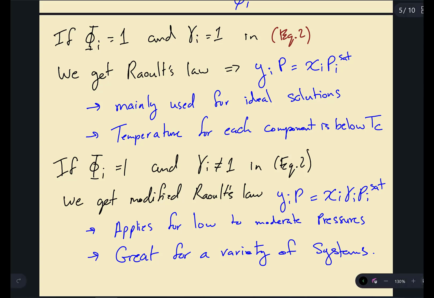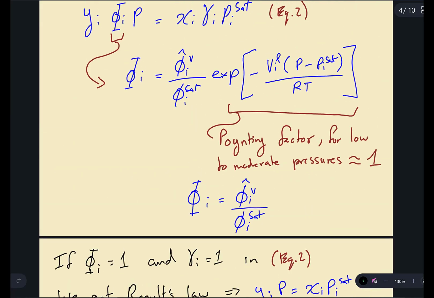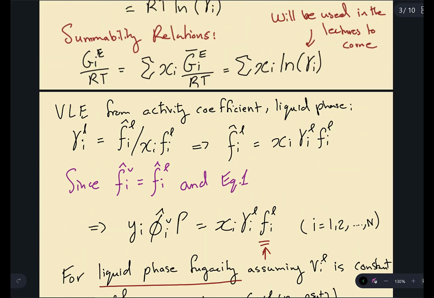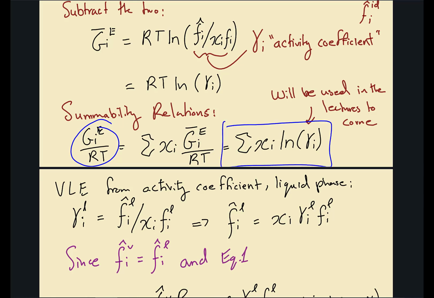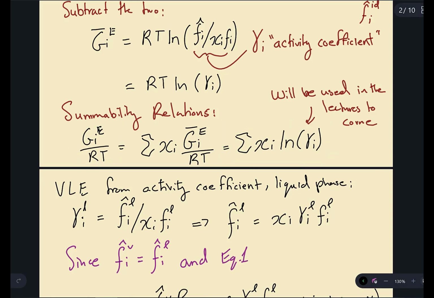All right. So this is all I want to do, just to derive these expressions for Raoult's law and the modified Raoult's law, and also to show you this excess equation from the summability relations: the excess Gibbs energy over RT is equal to the summation of x_i times the natural log of the activity coefficient. We're going to be using that as well later on for these vapor-liquid equilibrium system models.